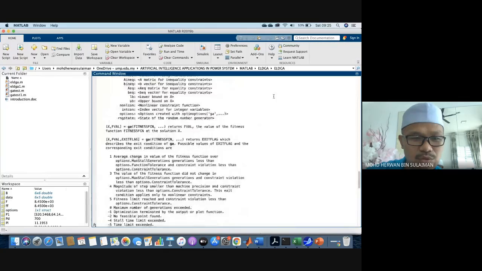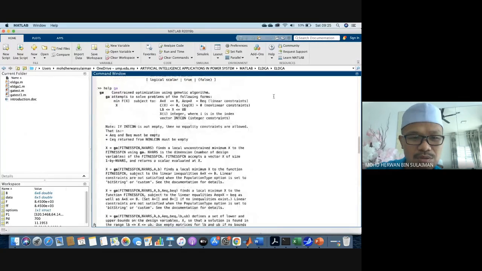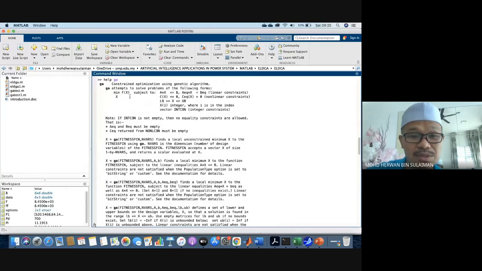So basically there should be no problem, because the toolbox for GA has been developed. GA is constrained optimization using a genetic algorithm. GA attempts to solve problems of the following form: you minimize the objective function subject to the linear constraints, and these are the nonlinear constraints. This one is your equality constraint, A eq X B eq. Normally these are your equality constraints, but sometimes we need to tell the GA to make sure that it uses the right one.